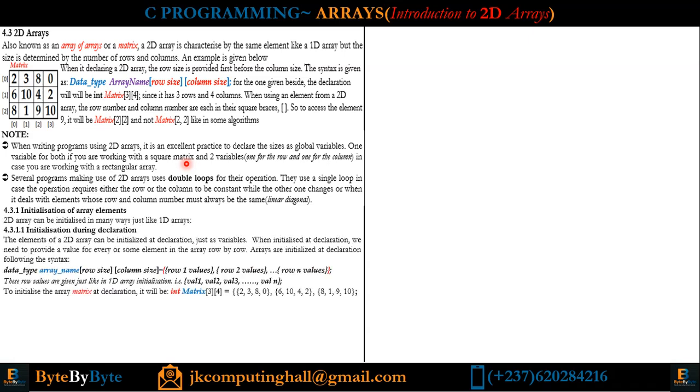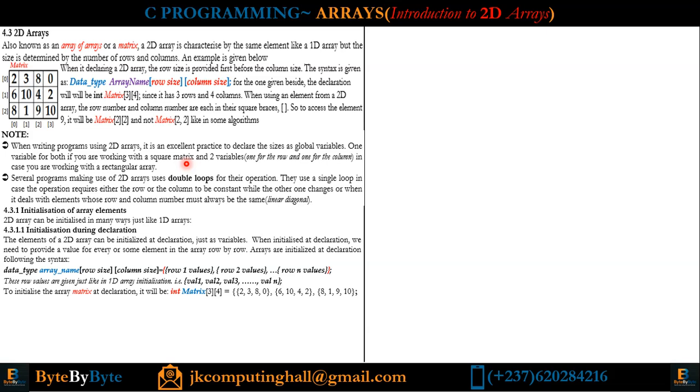Initialization of array elements. 2D arrays can be initialized in many ways, just like 1D arrays. So we have initialization during declaration. The elements of a 2D array can be initialized at declaration, just as variables. When initialized at declaration, we need to provide a value for every or some elements in the array row by row. Arrays are initialized at declaration following the syntax.